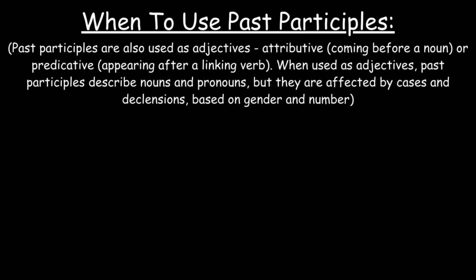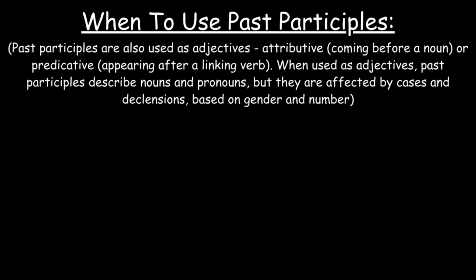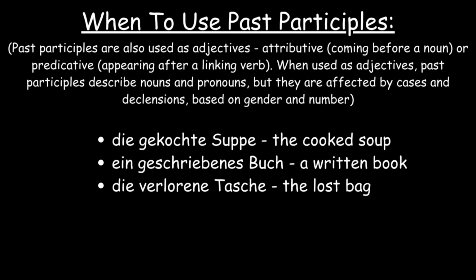When used as adjectives, past participles describe nouns and pronouns, but they are affected by cases and declensions based on gender and number. If you're not familiar with German adjectives, I made a video about this topic, and I would recommend that you watch it because their declensions are very important to know. As I said, when past participles are used as adjectives, they describe nouns by giving them a quality related to the action of the verb and matching the case, gender, and number, like in the phrases Die gekochte Suppe, ein geschriebenes Buch, die verlorene Tasche.